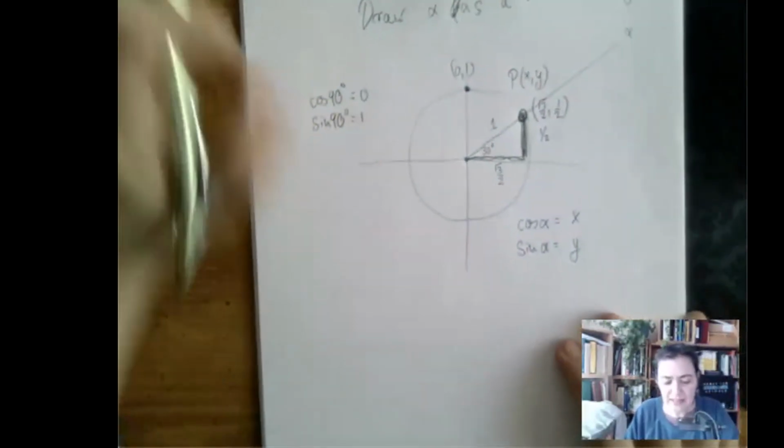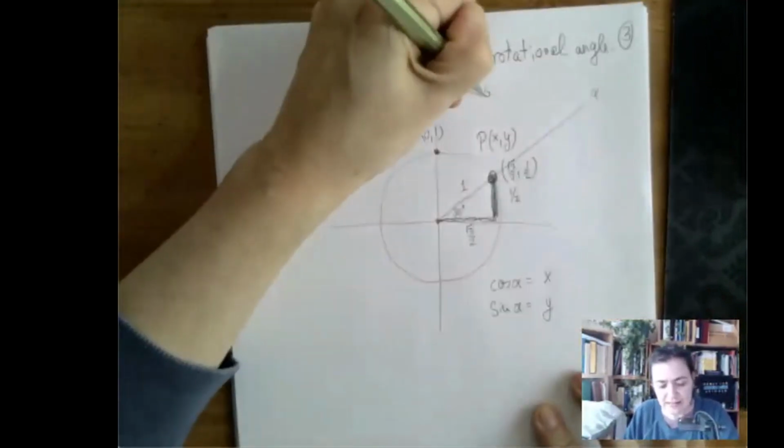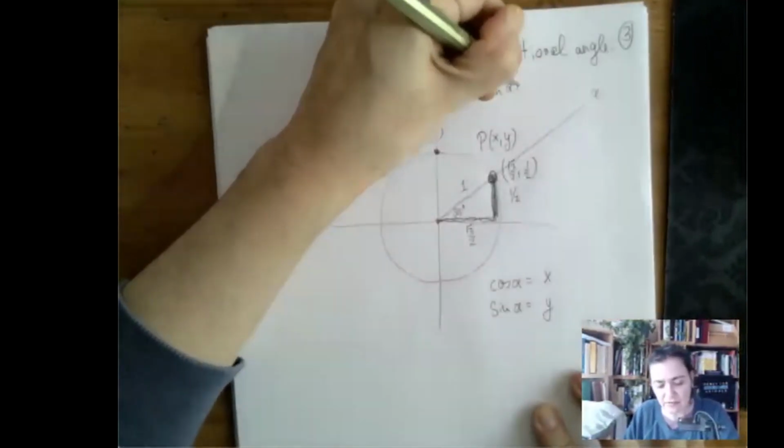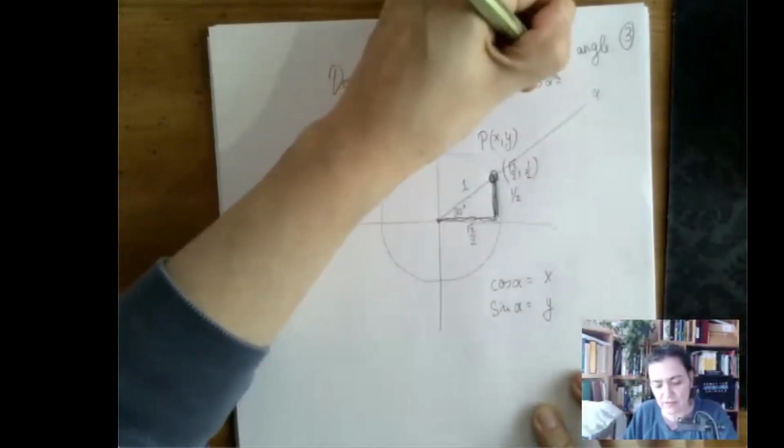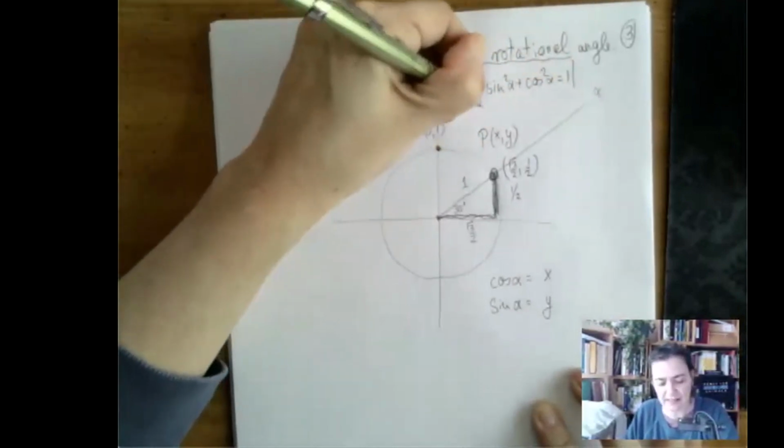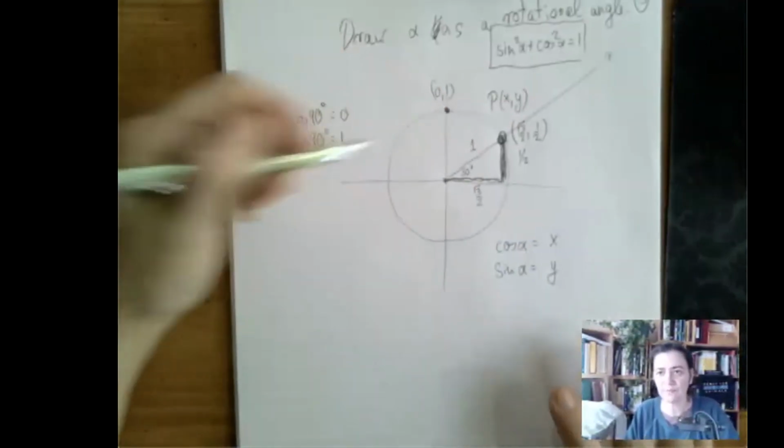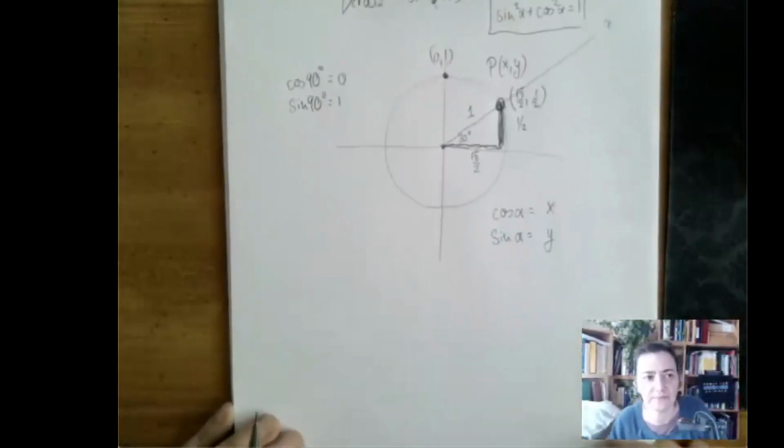Oh, and because of our definition, this is always going to be true, that sine squared alpha plus cosine squared alpha is always going to be 1. That's the Pythagorean identity that will remain true. That's the equation of that circle.